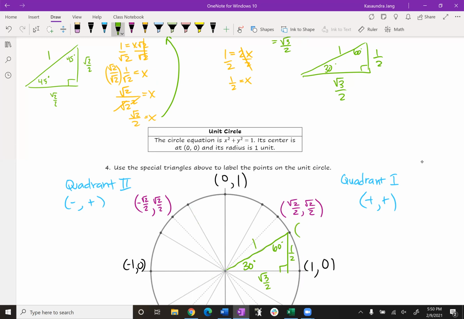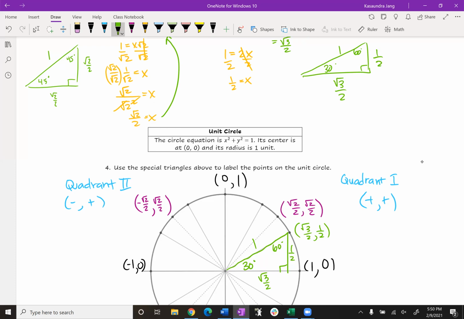All right, so this x looks like it went over this √3/2. The y, the vertical one there, was the 1/2. So I'm going to go with √3/2 for x and a 1/2 for y.